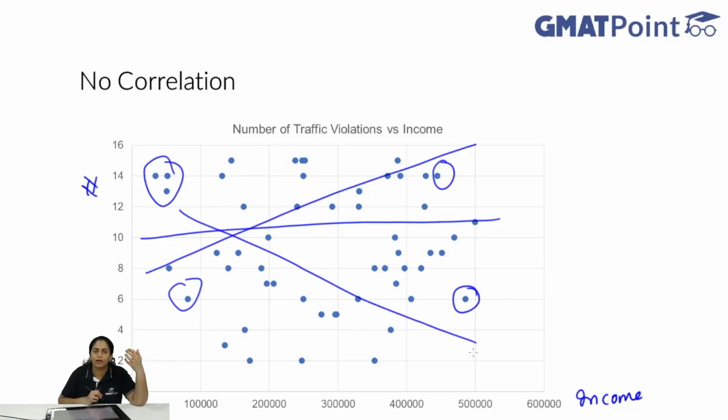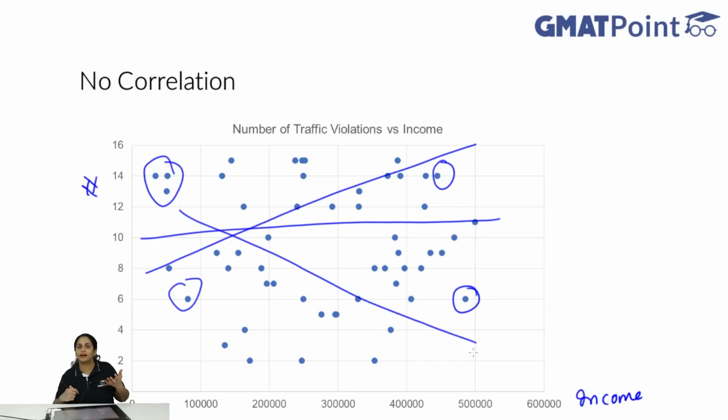Essentially, we cannot predict how many traffic violations somebody will have based on their income, because a high income person can also have a lot of traffic violations, while the same can be said about a low income person also. So these two variables, number of traffic violations and income, are uncorrelated.